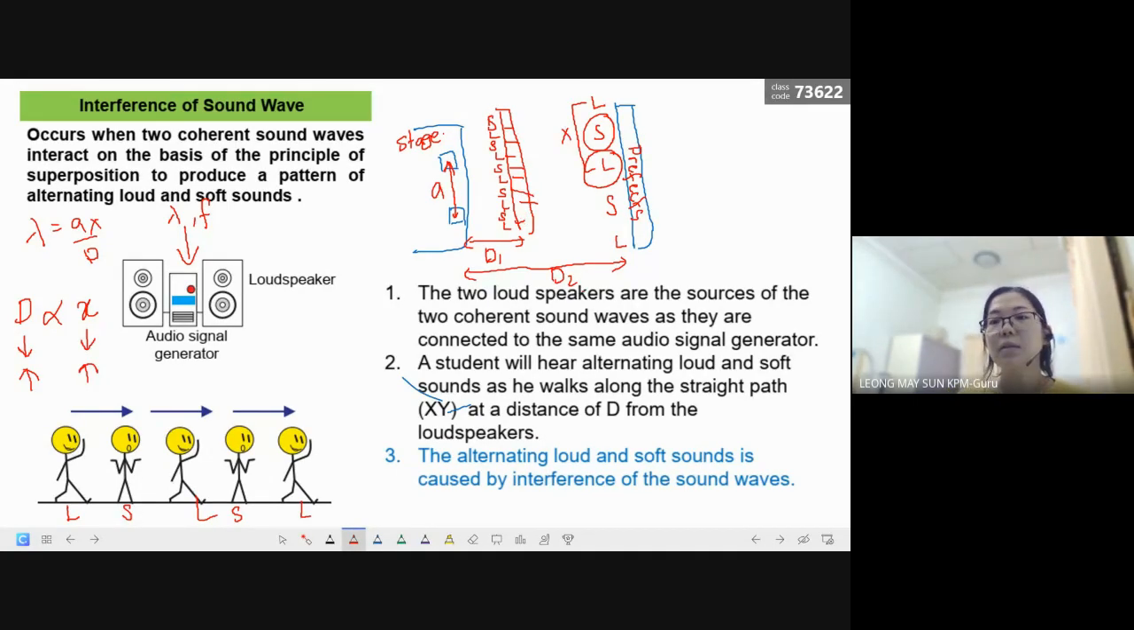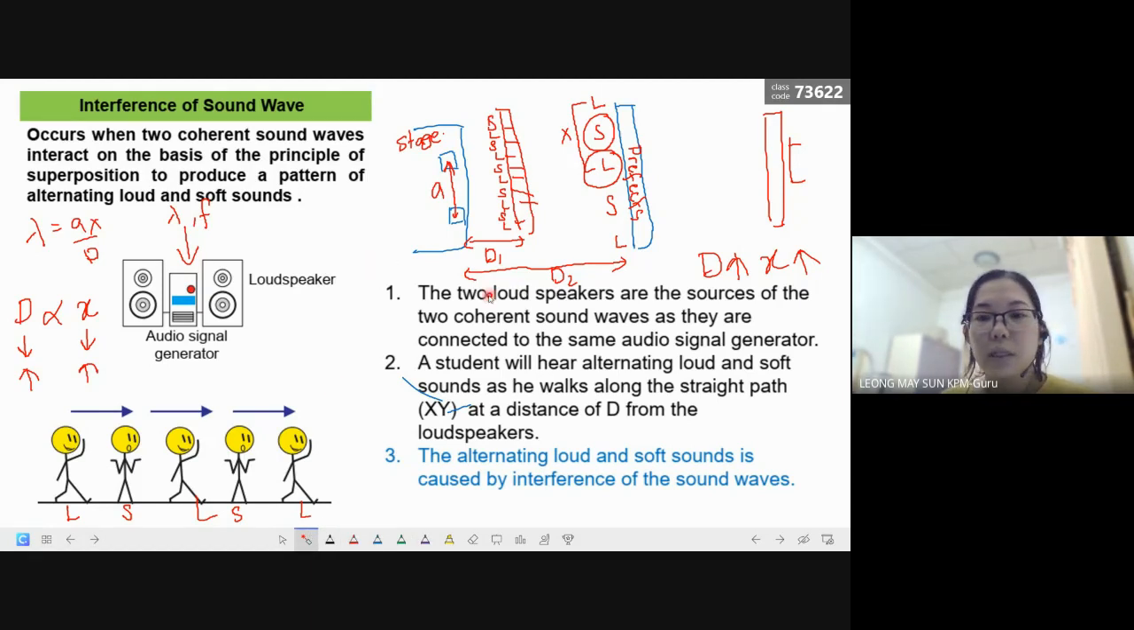That's the reason why when you're standing at the back of the hall near the main door, you can't really hear it very clearly. Why? Because your distance D has already increased. Your X, the distance between two constructive interferences, the loud sound and soft sound, has also increased. So it's going to be much more difficult for you to hear clearly from the back of the hall. I think the explanation should be clear enough for all of you already.